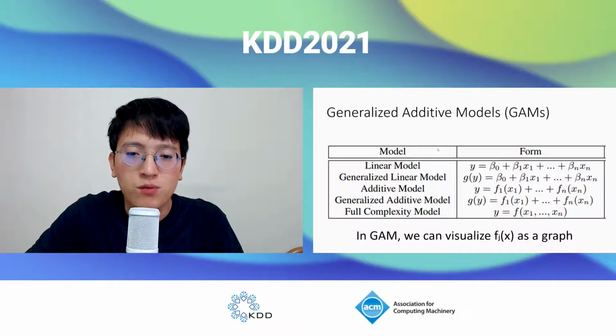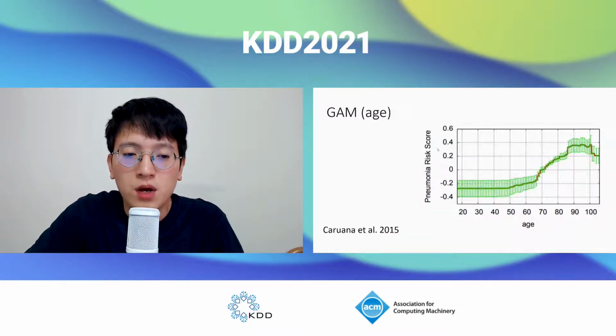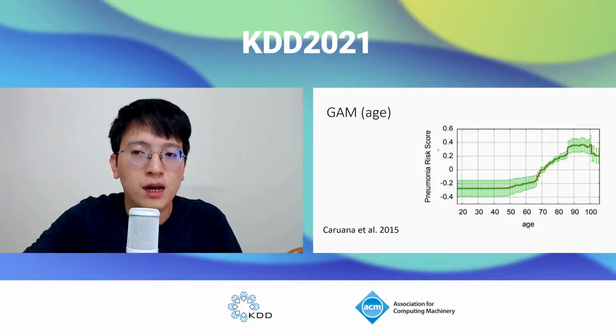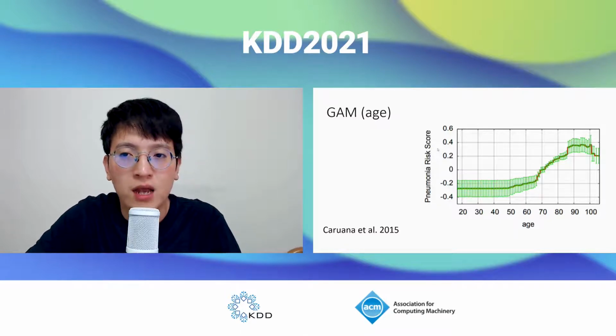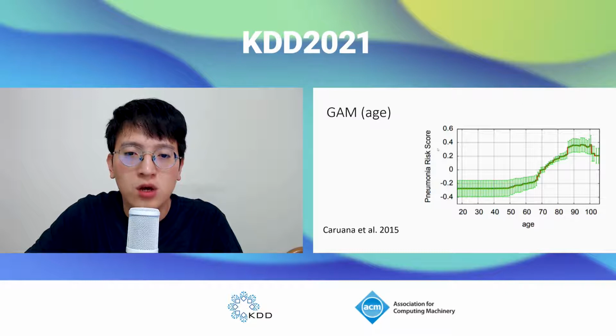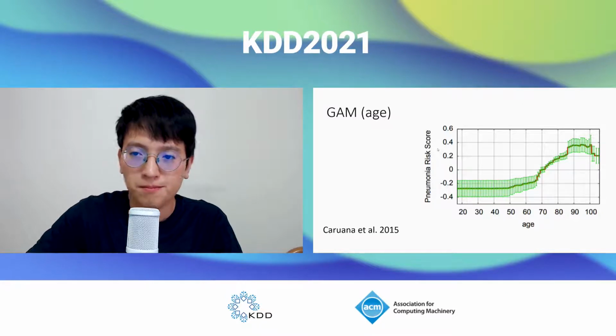So in a GAM, we can visualize each independent f_j of x as a graph. So that's why GAM is interpretable. Here we show an example shape graph from a GAM from Rich Caruana 2015, where they trained a GAM on the pneumonia dataset to predict mortality. Here, the x-axis shows the feature age, and the y-axis shows f_j of x, which is like log odds, that after sigmoid, the value on the y-axis becomes probability.